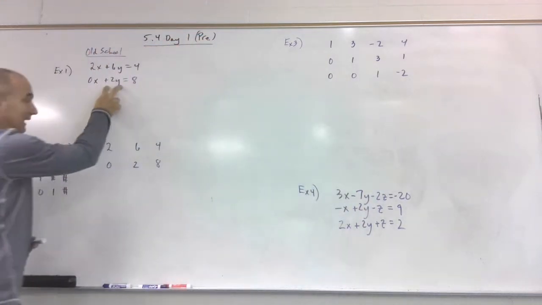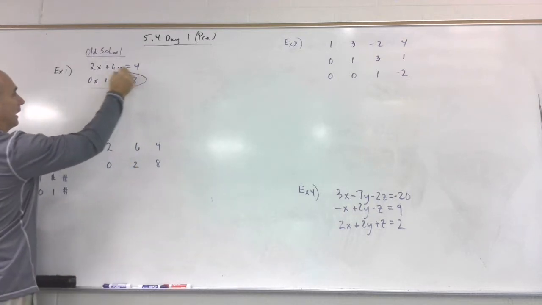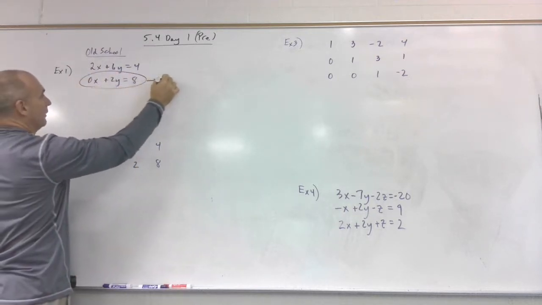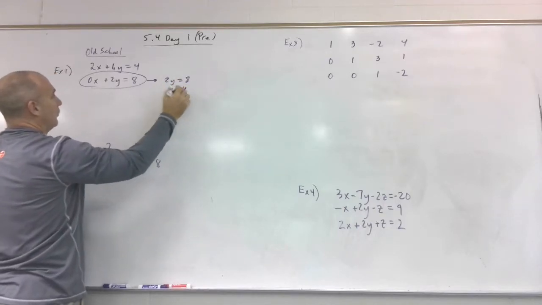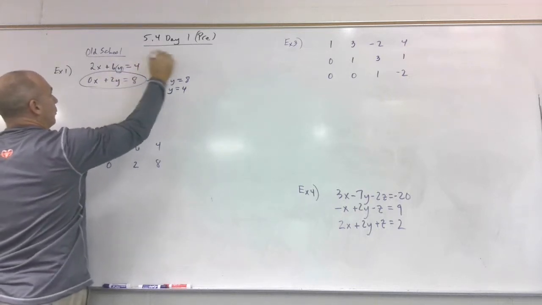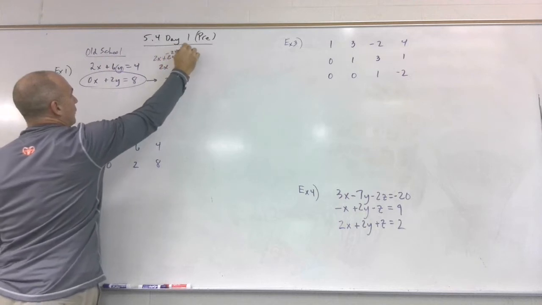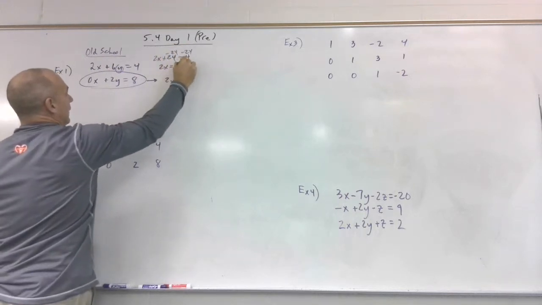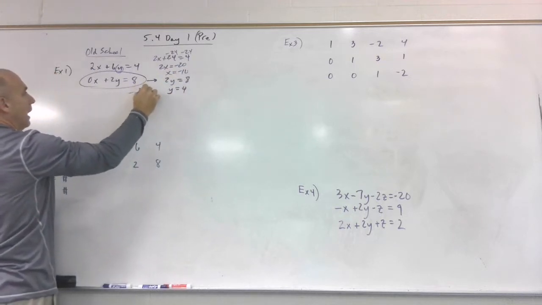But this one I've even made easy because if you look at this and you say, hey, wait a minute, that's a gift. That's the same thing as 2y equals 8. Divided by 2, I get y is 4. And I put that in right here. I get 2x plus 24 equals 4. Subtract 24 from both sides. I get negative 20. Divided by 2, I get negative 10. So my answer is negative 10, comma 4.